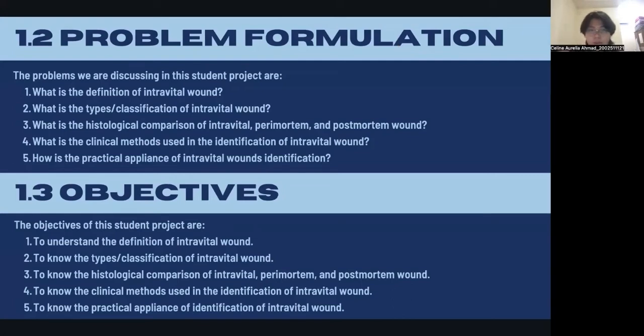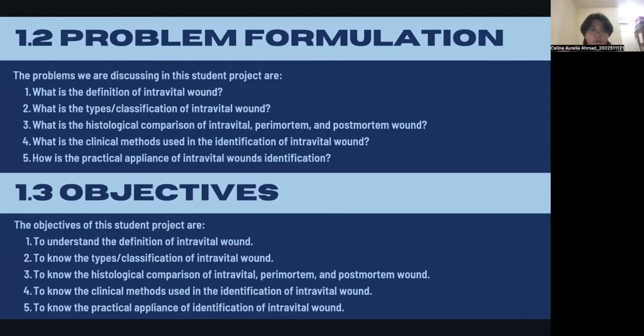Now we'll discuss about the problem formulation, objectives, and benefits. So in problem formulations and objectives, we'll discuss about the definition, types and classification, histological comparison, its clinical methods, and its practical appliances of identification of intravital wounds.